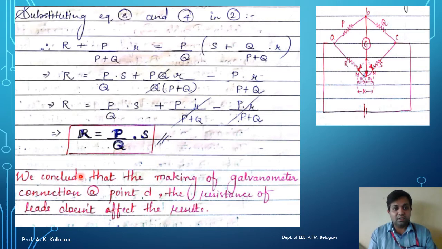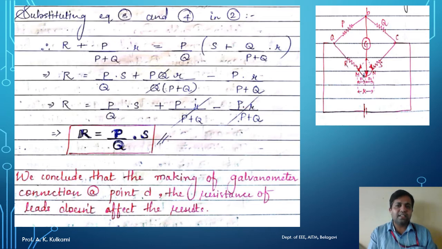So from this equation, what we can conclude is that by making the galvanometer connection at point D, the resistance lead does not affect any result. So if we connect the galvanometer resistance at the point D, we are not going to change any resistance value over here. Is it clear? By connecting at the point D.